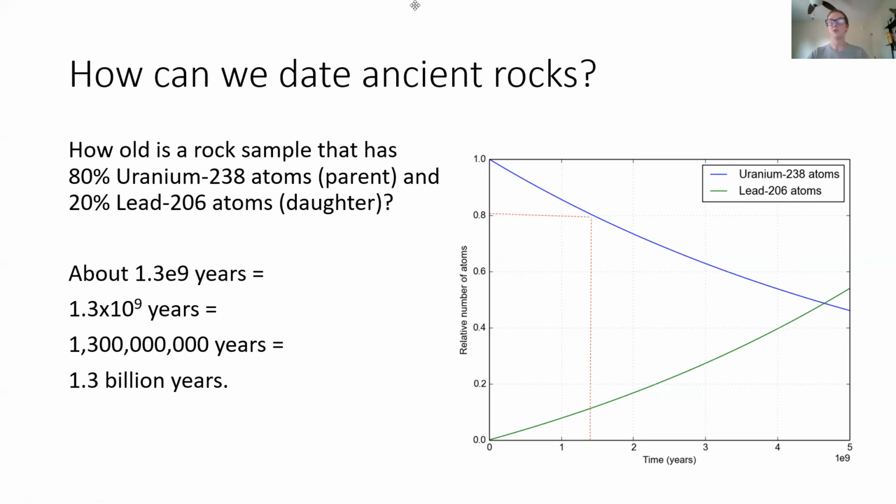Right, this is just one example of uranium to lead, but there are many, many isotopes out there that we can do these same calculations with to figure out how old is a rock, how old is the Earth.